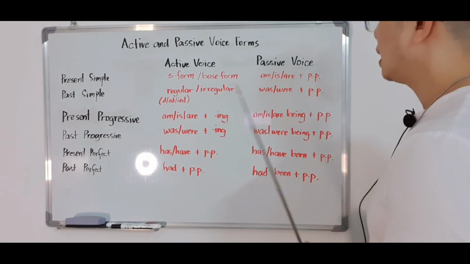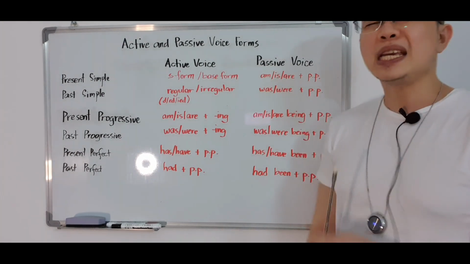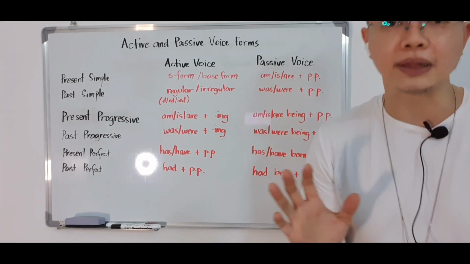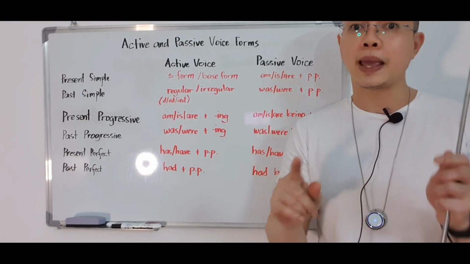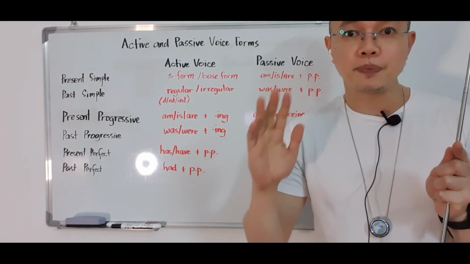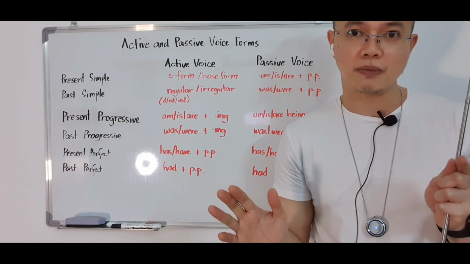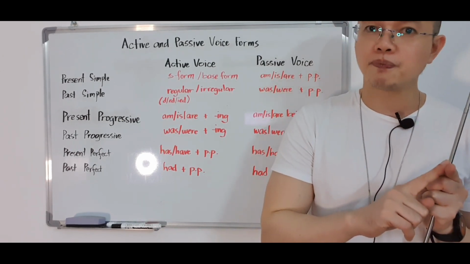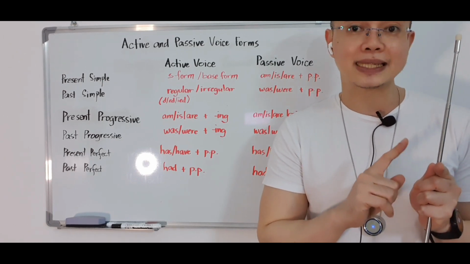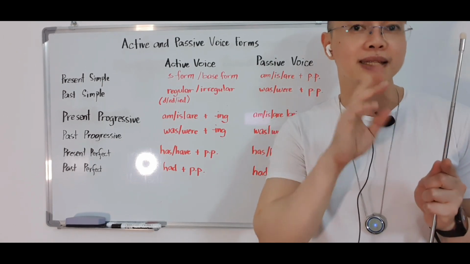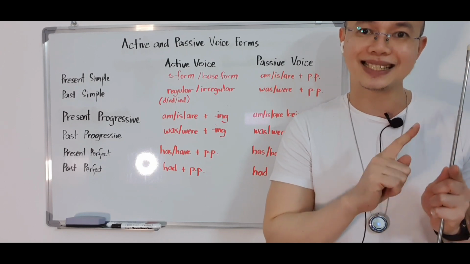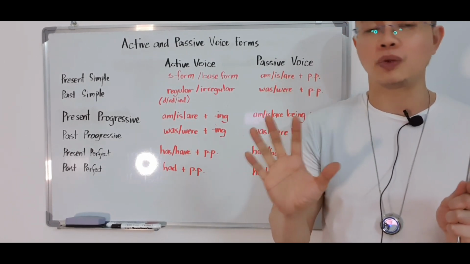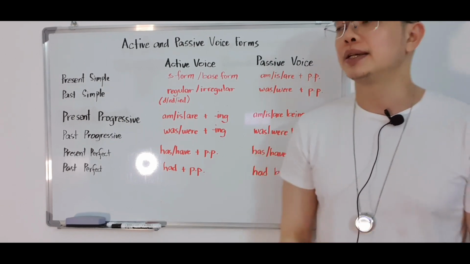All right, okay, now to easily remember the passive voice forms, you have to remember that the passive voice form is always the be verb and the PP form of the main verb, or the past participle form of the main verb. So now the be verb tells you what tense is being used, and the PP is always constant.